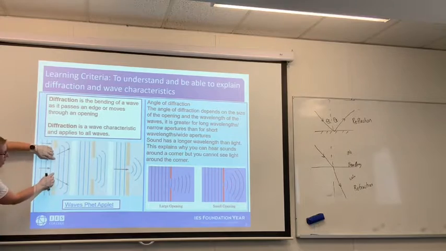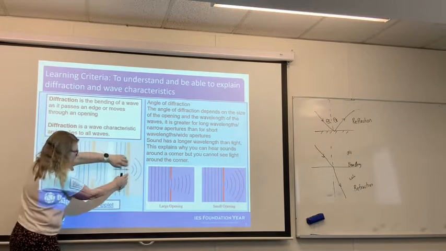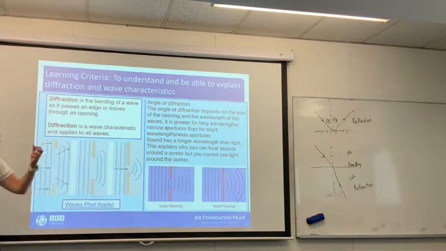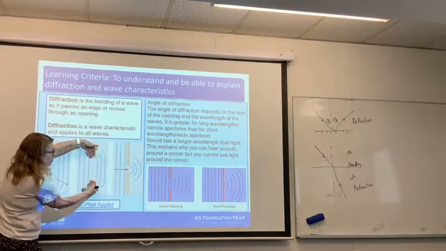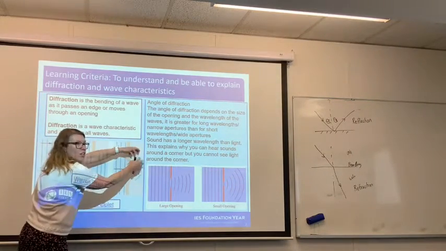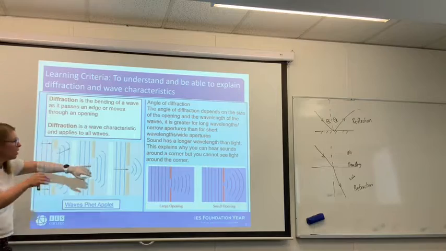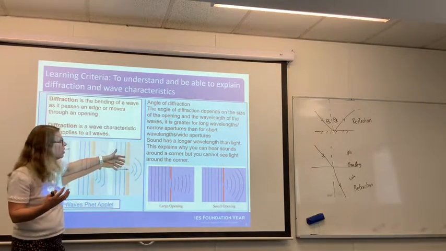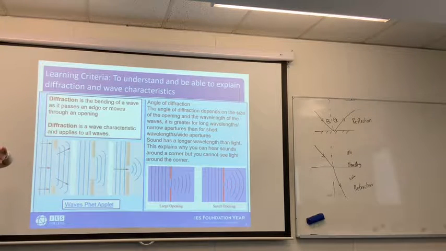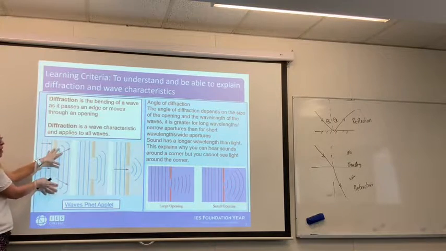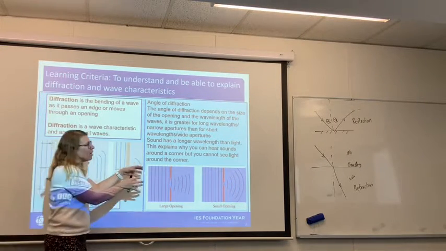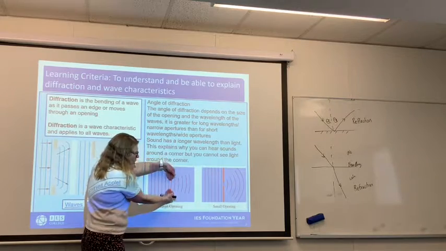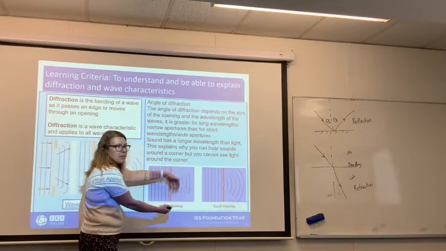And the smaller the opening, well, let's call it a slit straight away, the more it's going to diffract. So far we've got the language idea that diffraction is the bending of light, and this angle of diffraction depends on how large the opening is.